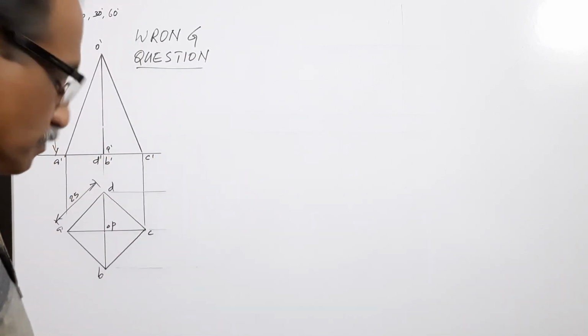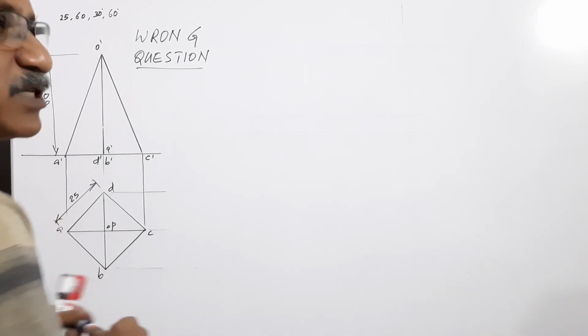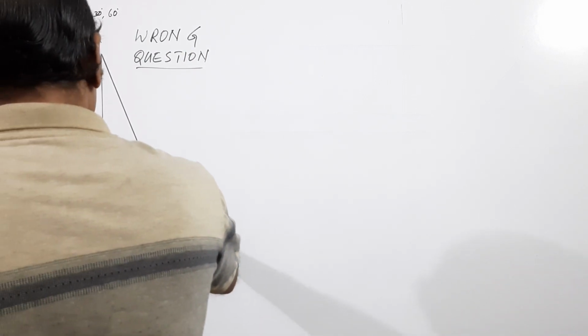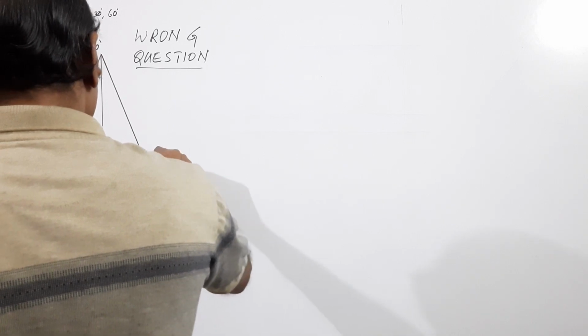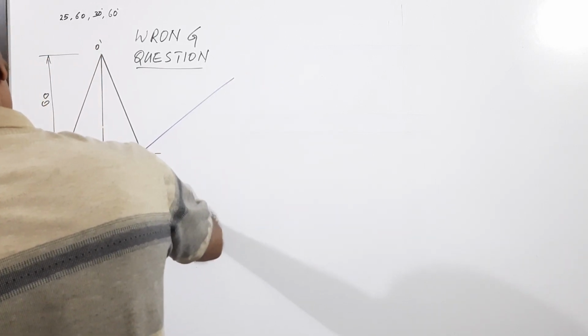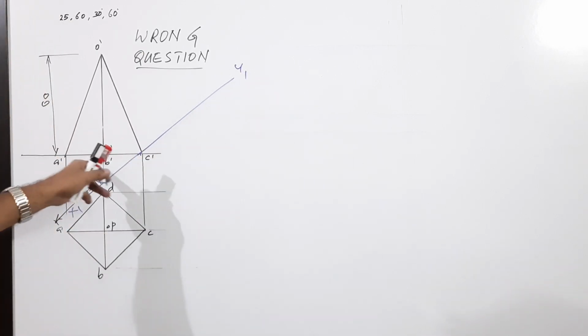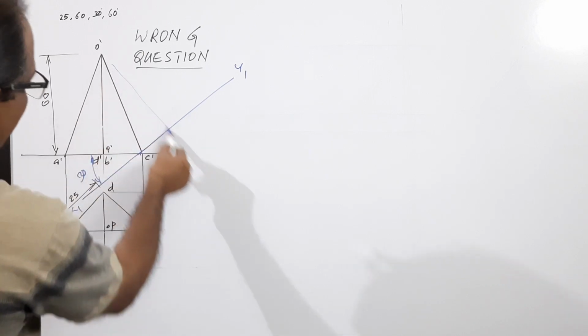Same symbol position. Same symbol position. Then what? Draw x1, y1 through C dash, making 30 degrees to the base. Draw a new plan.